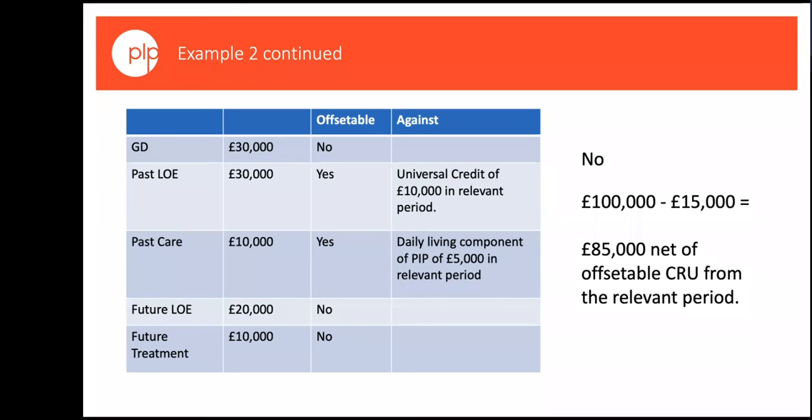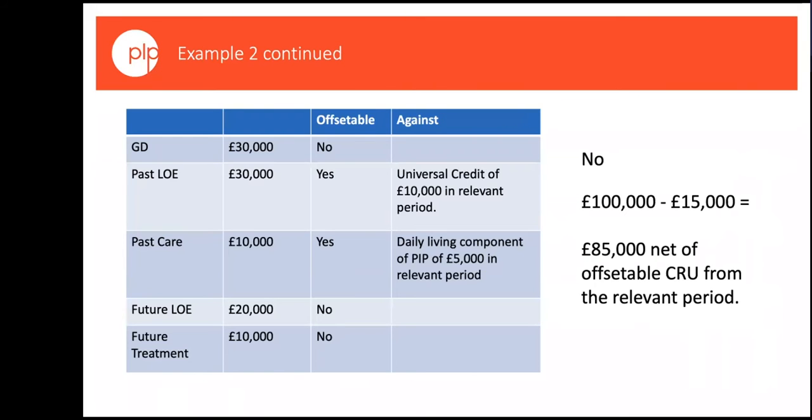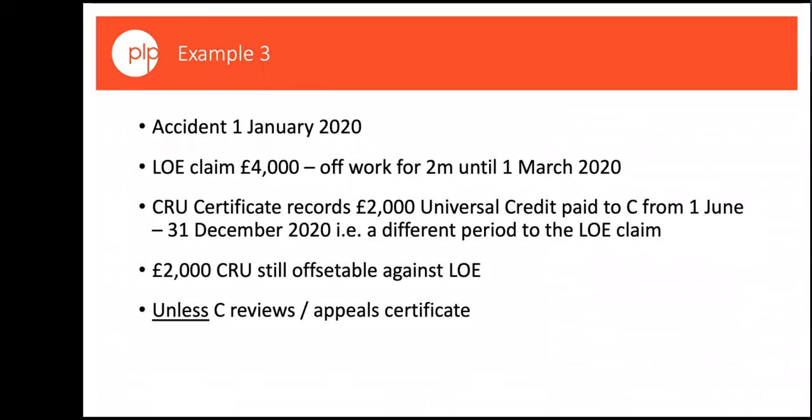What we do have is a past loss of earnings claim of £30,000. We know that the universal credit is offsettable against that, but only the universal credit up until the 31st of March 2021 is offsettable. And similarly, with past care, the daily living component of PIP is offsettable, but only the £5,000 in the relevant period. So that's how we get to our figure of £85,000 net.